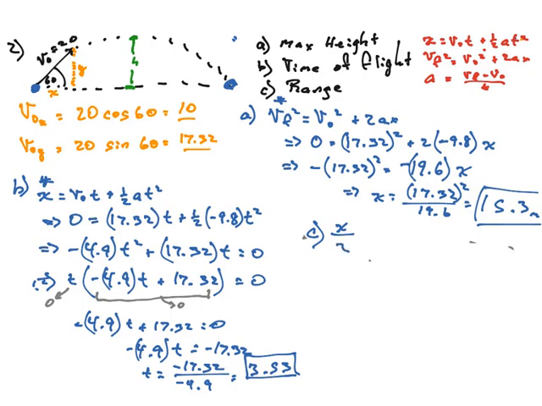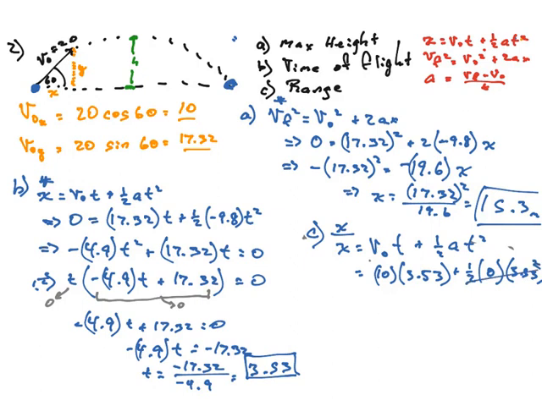Looking in the x direction, I'm using the equation x equals v naught t plus 1/2 at squared. And now I just plug my numbers in. Initial velocity x, 10. T, 3.53. Plus 1/2, acceleration in x, 0. And t squared, 3.53 squared. But all that's 0 because acceleration is 0. So you get 35.3 meters. And that's the range. That's how far the cannonball will travel.